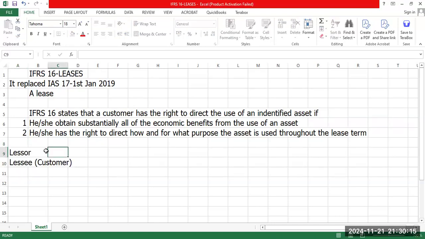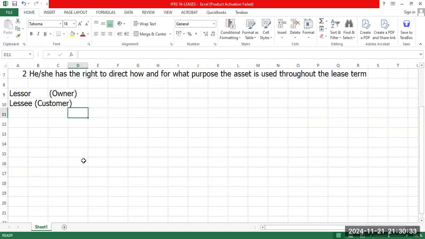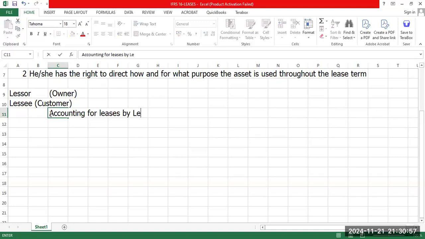Okay. In an exam, you need to know whether you are in the books of the lessor or lessee. You just need to know that. However, what is common is in the books of lessee. But sometimes they can ask you a question to talk about the accounting treatment in the books of lessor. Okay, so we are going to start with accounting for leases by lessee.